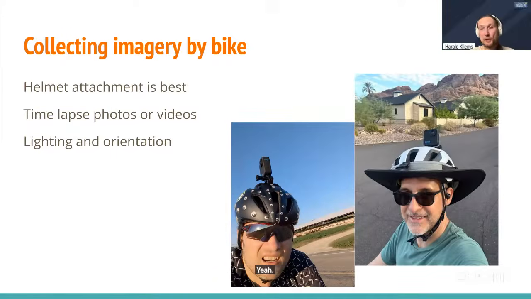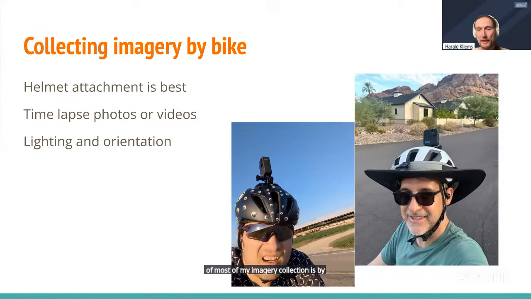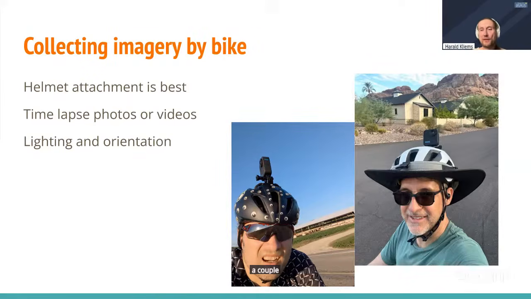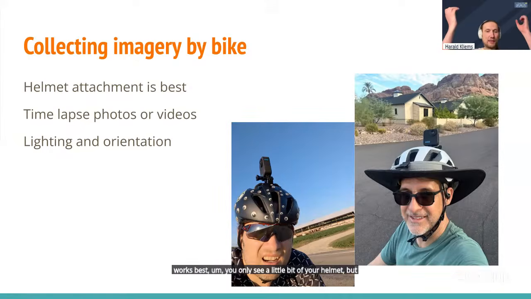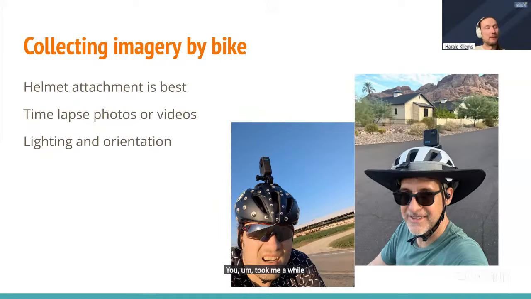Yeah, I'll talk just a little bit more about what Sean already mentioned with biking. I don't have a car, so I either have to walk or I guess I could canoe too. But yeah, most of my imagery collection is by bike. So you see me with my dorky googly eye helmet, and Sean is on the right there. A couple of things to note with that. We found that attaching the camera to the helmet works best. You only see a little bit of your helmet, but it gives you a nice 360 unobstructed view. It took me a while to find the right kind of helmet that worked with the camera.